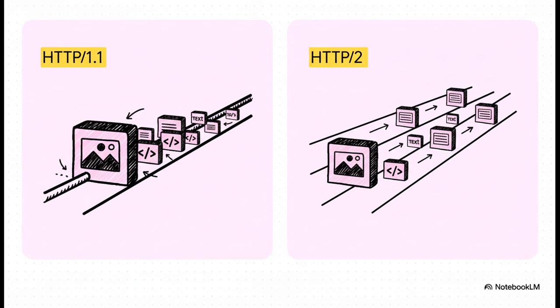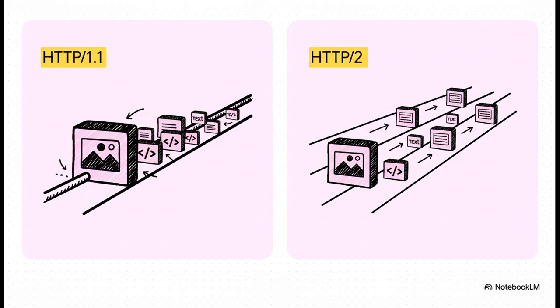With the old HTTP/1.1, you had this problem called head-of-line blocking. Imagine you're in line at a grocery store, and the person in front of you has a huge, complicated order. Everyone else has to wait. That's what happened on the web. A big image would block all the smaller files behind it.